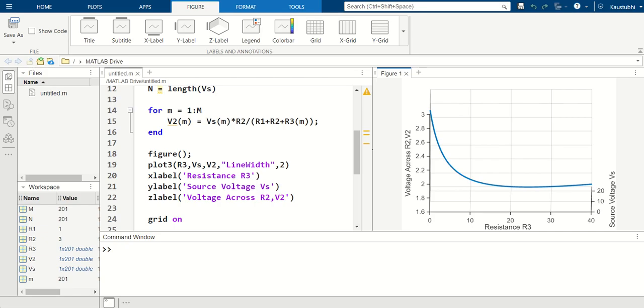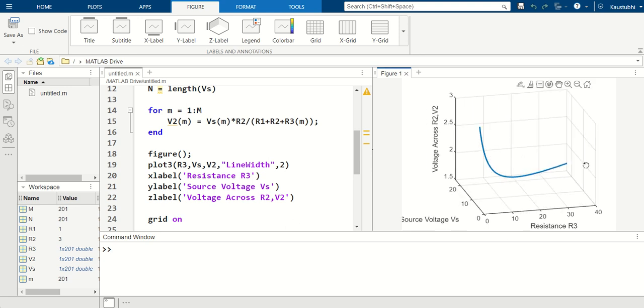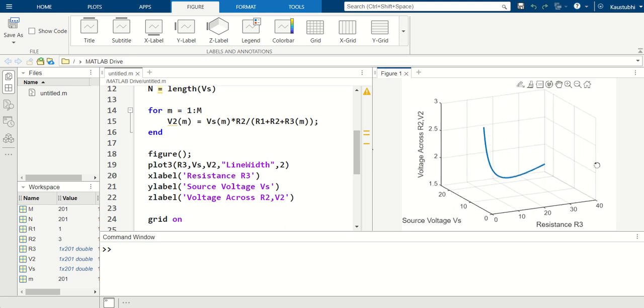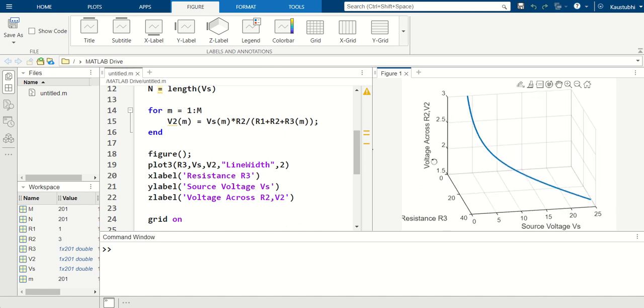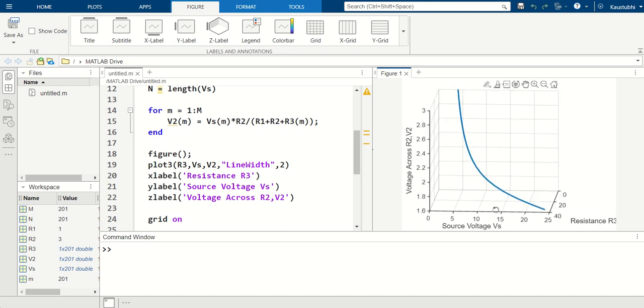So that is good. Next, let me just show you the voltage. Okay, this is the voltage. As my voltage is increasing, my voltage across R2 is actually decreasing. Why? Because the resistance R3 is also increasing. So this is how you are going to see.